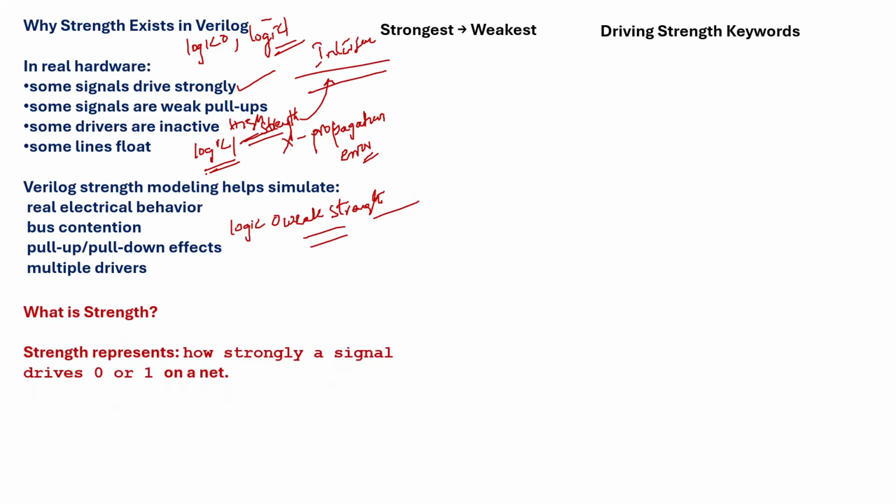See, what is strength? Strength represents how strongly a signal drives 1 or 0 on a net. Okay, this is the wire, logic 0 is there and logic 1 is there. How strongly we are driving these signals on the interface, on a net, that defines the strength.